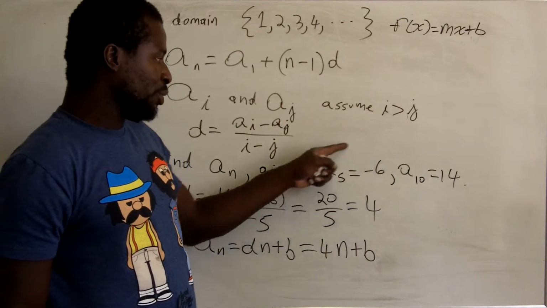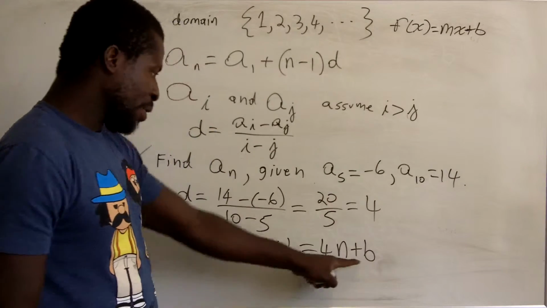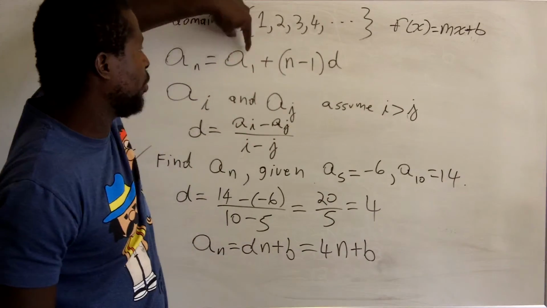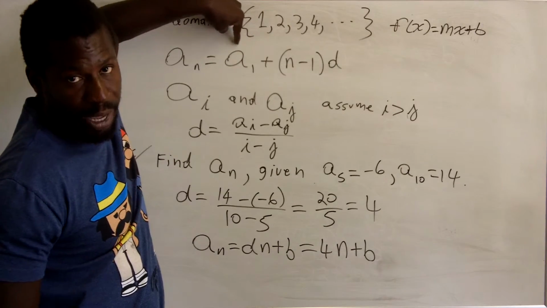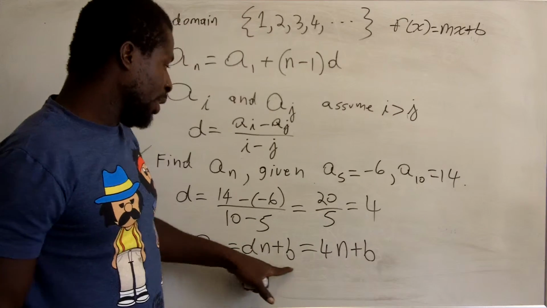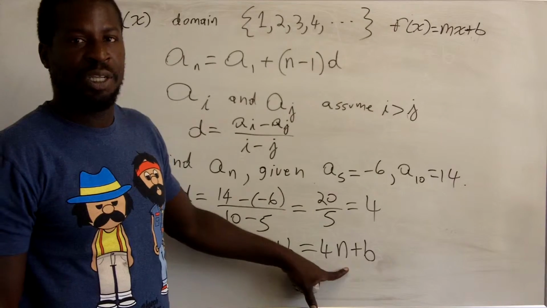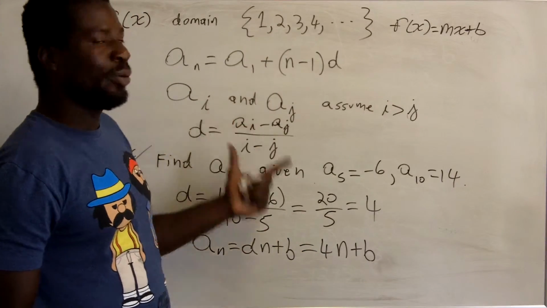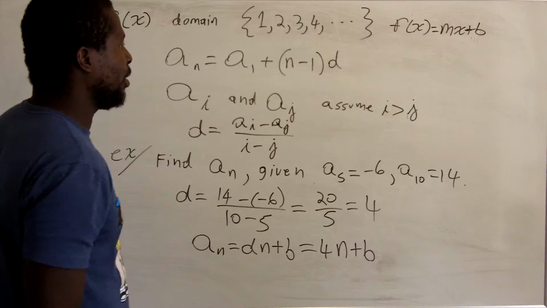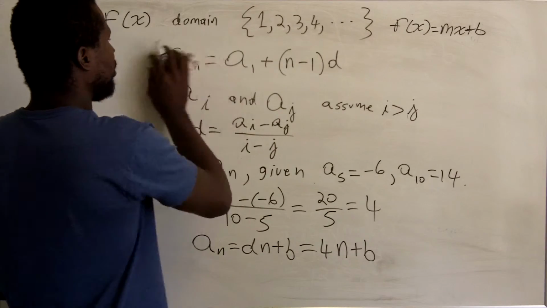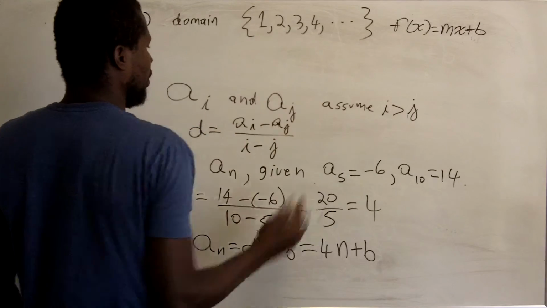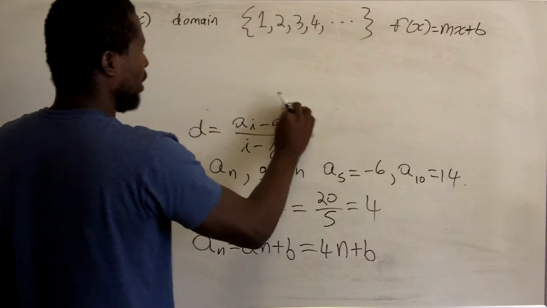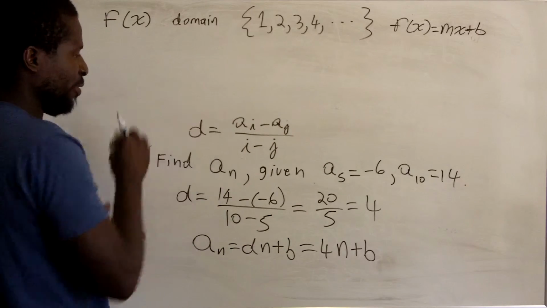So I'm just going to use one of these in order to figure out what b is. All right? So instead of using the nth term formula, which relies on me knowing a1, and I don't know a1, I'm just going to look at the fact that this is a linear function and try to find the y-intercept, which really has no meaning as far as the terms of this sequence are concerned. All right, so let's go ahead and do that. We already used this to find the common difference.